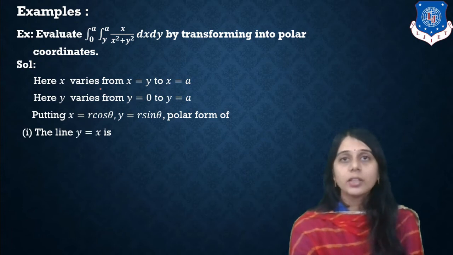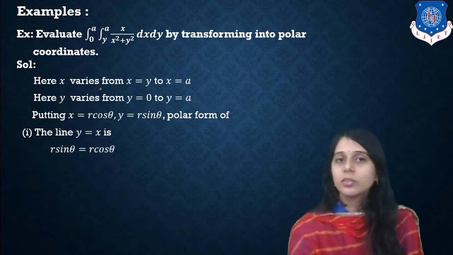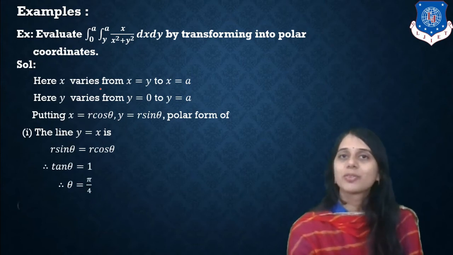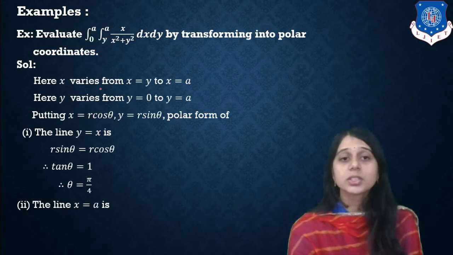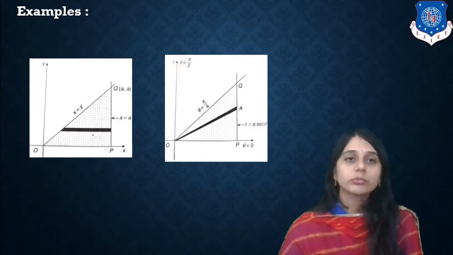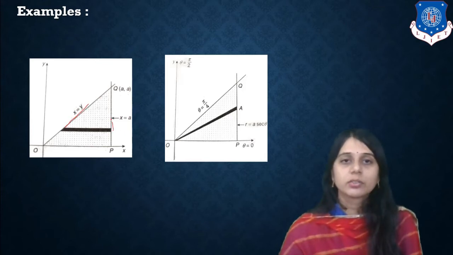The line y equal to x is r sin theta equal to r cos theta. So tan theta equal to 1, so theta equal to pi by 4. It is your trigonometry formulation. Now for the line x equal to a, r cos theta equal to a. So this is in our Cartesian coordinates y equal to x, x equal to a.